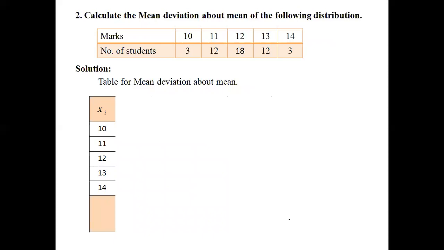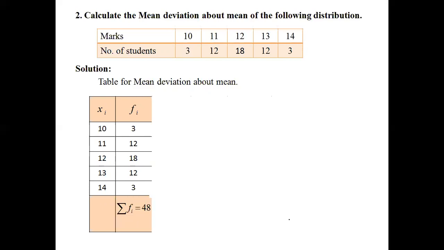In the next column, write down its frequency. The frequencies are 3, 12, 18, 12 and 3. And at the last, just take out the sum of all these frequencies, which is equal to 48. Now, the next column is to find out fi into xi. Just take out the multiplication. This 10 into 3, 30. Next one, 11 into 12, which is equal to 132.